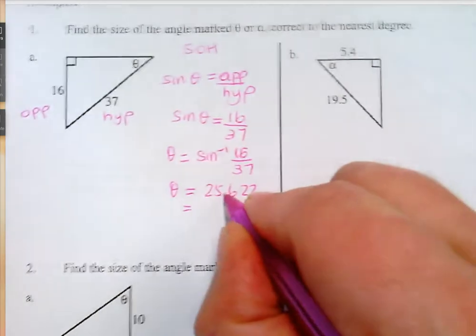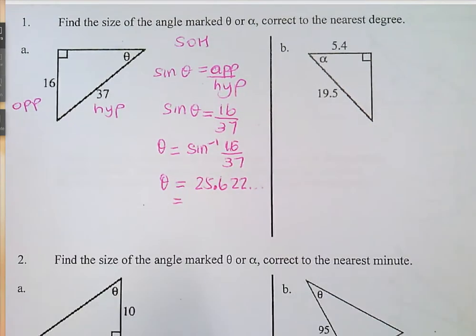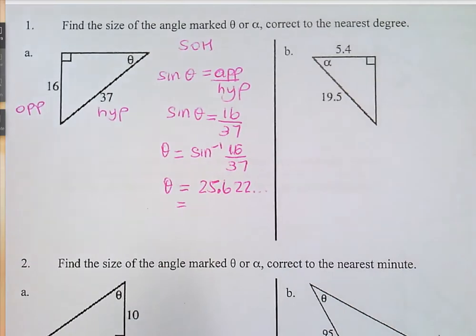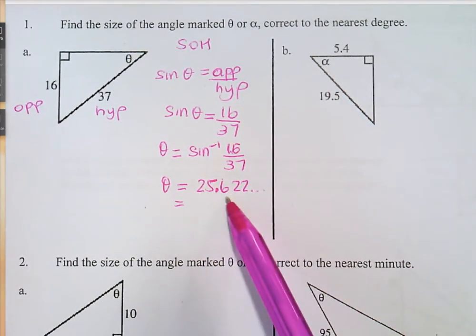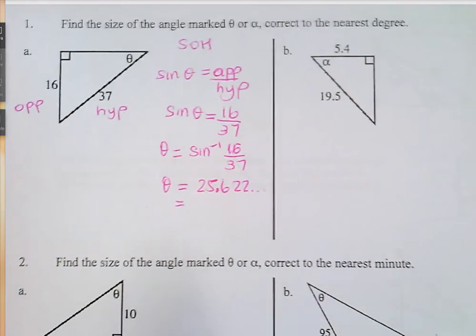Now, at the moment, is it in decimal format or is it in degrees, minutes, seconds? All right, so you can round it to the nearest degree without changing it to degrees, minutes, and seconds. Now, don't change it to degrees, minutes, and seconds, but if you did 25 degrees, do you have more than half a minute? 0.6, is that more than half?